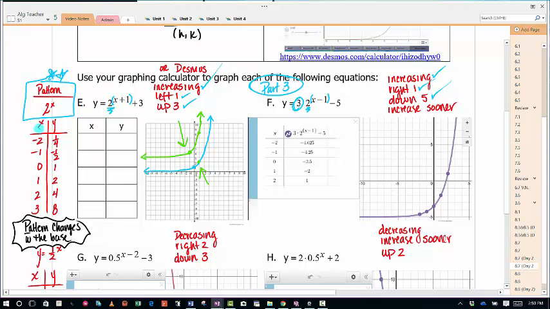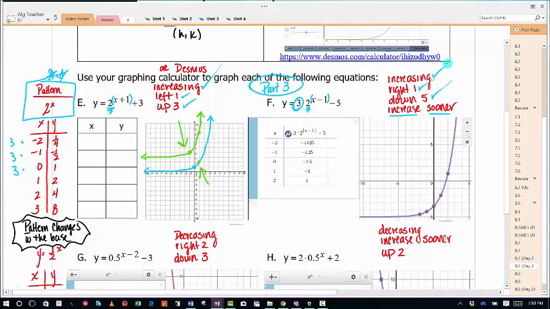But let's talk about this 3 here. This 3 is taking all of these values that came from our parent function, and it's multiplying by 3 right off the bat. So if they're all being multiplied by 3 right off the bat, it means it's increasing sooner. It's happening faster. It's 3 times sooner. So if we look at this, what we'll see is that this curve will get steeper quicker, but it's also right 1 and down 3. So you can see that there.